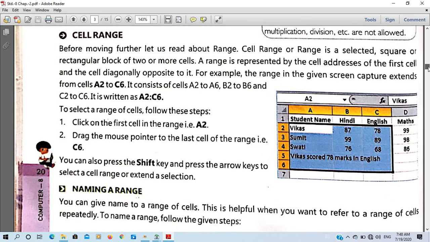Now let's see what is a range of cell, or cell range. A range of cell, or cell range, means that when we refer to, write, or express more than one cell together, this is called cell range reference.